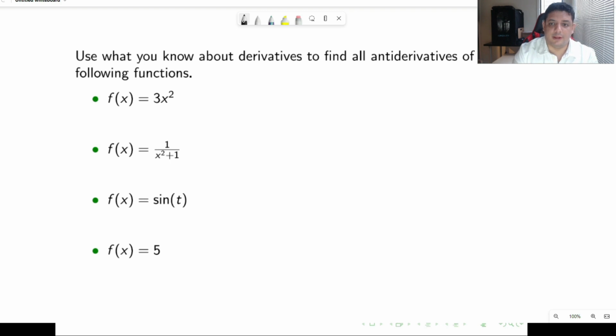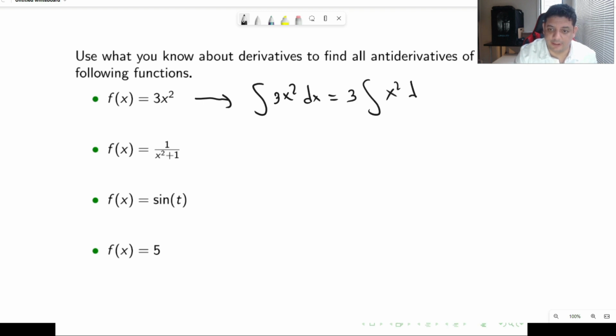So first, notice that this is a power. So if we're going to do the antiderivative of that power, we can write it in this way. We can use the property of the constant and take out the constant of the antiderivative, and we're left with x squared dx. Now we can use the general formula of the power.